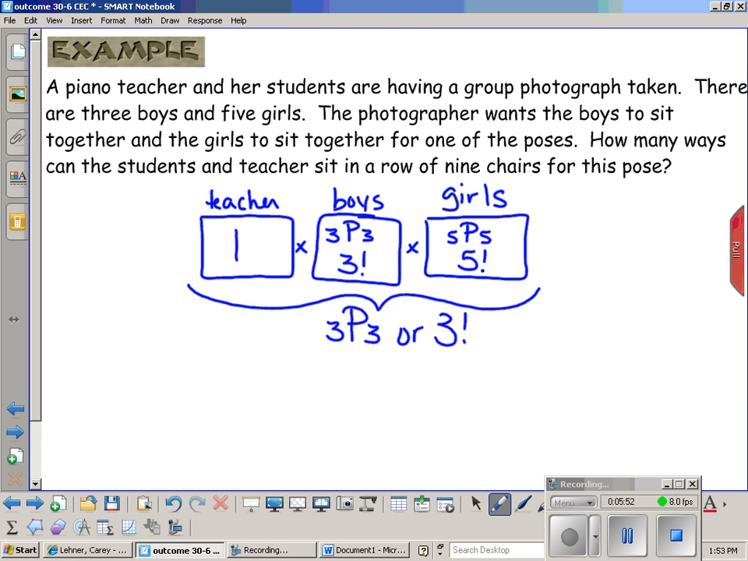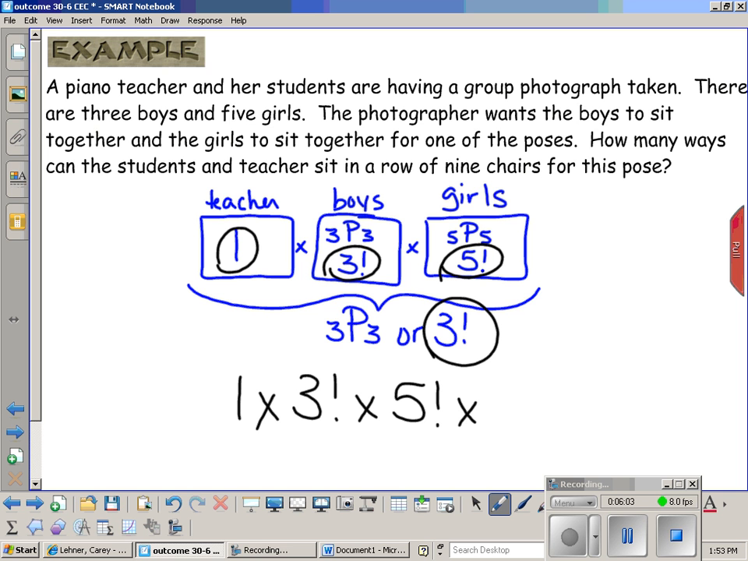So what we actually have in this calculation is 1 times 3 factorial times 5 factorial times 3 factorial. We have to multiply all of those together, and there are 4,320 different ways these 9 people can be organized for a photograph where the boys are together, the girls are together, and the teacher is outside of these groups.